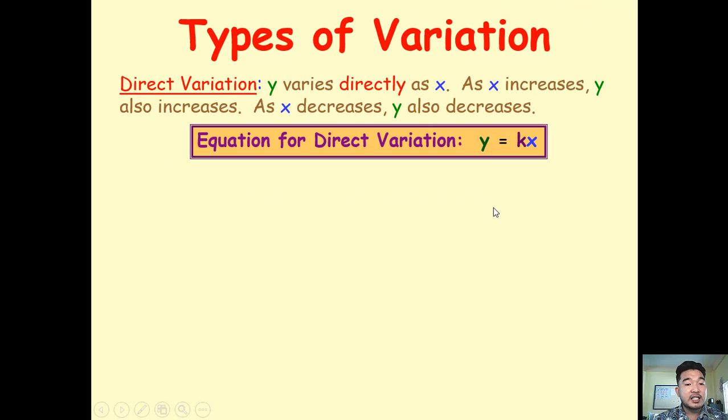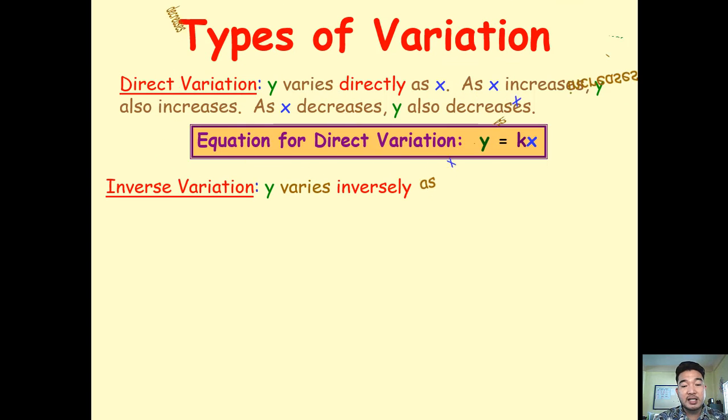The first one is direct variation where y varies directly as x, and as x increases, y also increases. Yan yung sinasabi natin sa direct variation. Kapag tumataas si x, tumataas din si y. And as x decreases, y also decreases. Kapag bumababa si x, then bumababa din si y. The equation for direct variation is y equals k times x.